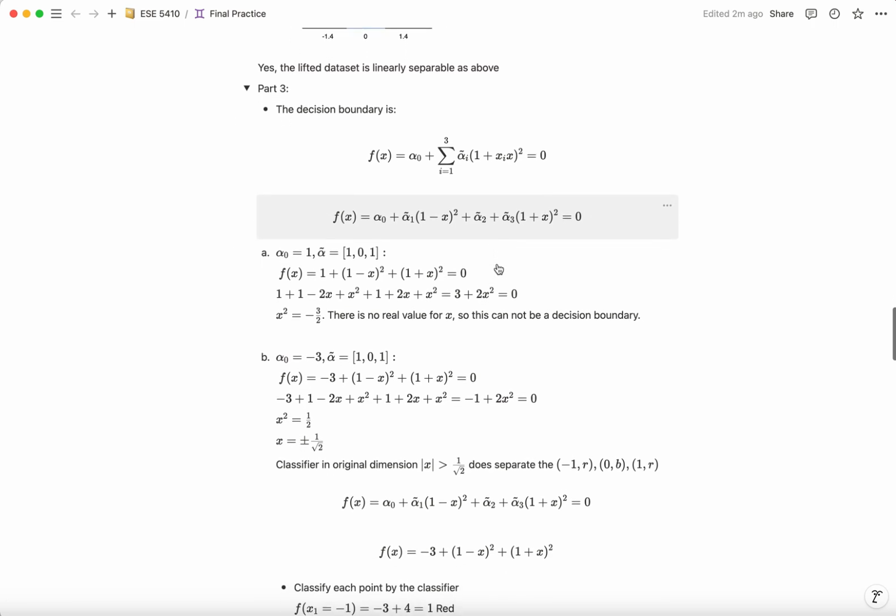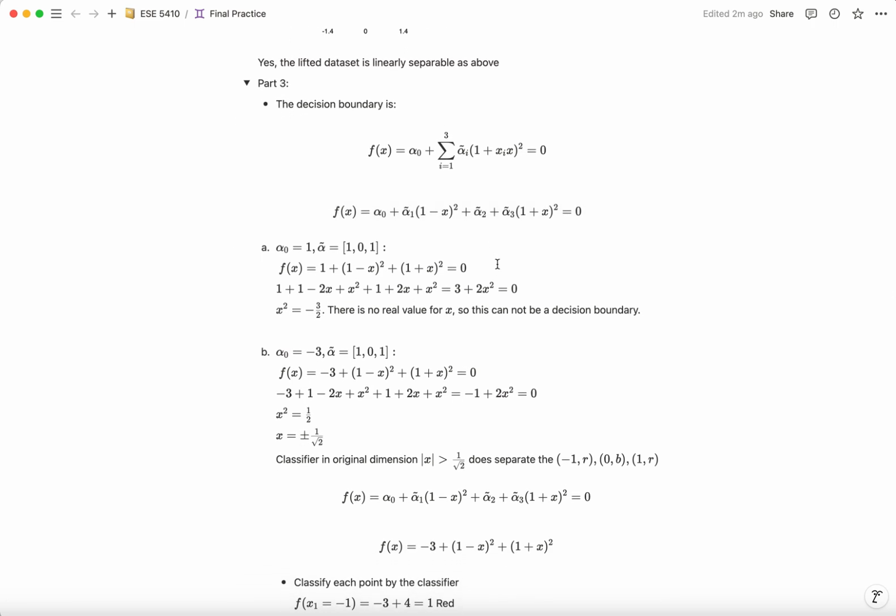So this is the equation for which we have to find the appropriate weights to define our nonlinear decision boundary. Again, in the options to the question, we're given a set of weights, and we have to determine which one of these provides a valid equation. Well, in option A, we're given alpha 0 equals 1, alpha 1 tilde is 1, alpha 2 tilde is 0, alpha 3 tilde is 1.